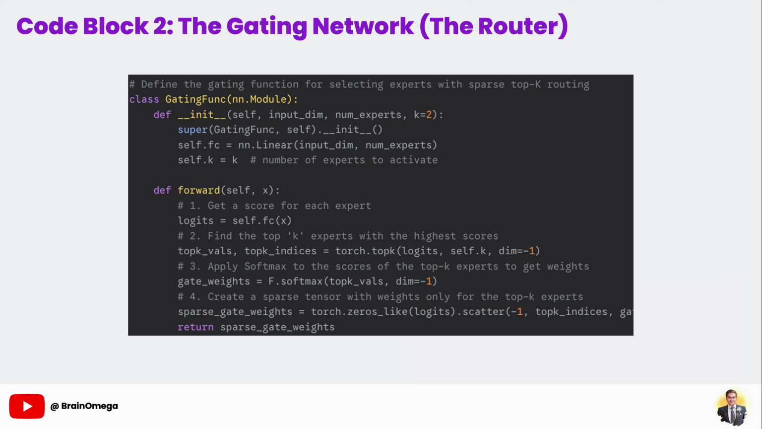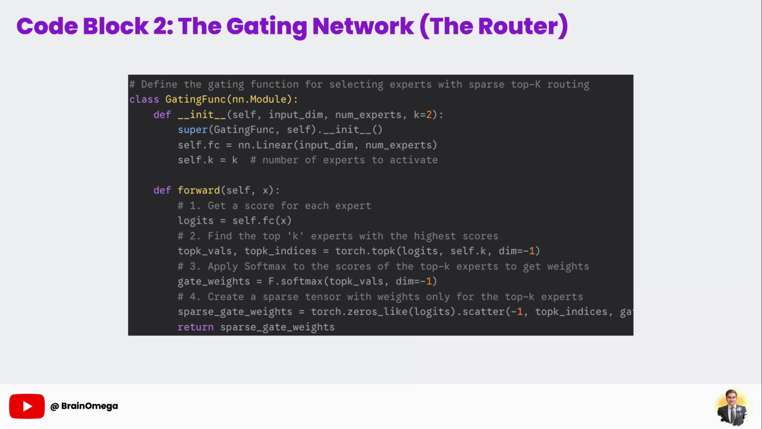Now, for the most critical part of the MoE, the gating function, or the gating network. This module's job is to choose which experts get to see the input. Here's how it works. First, it takes the input X and passes it through a single linear layer. The output of this layer gives us a score or logit for each expert we have. Second, we use torch.topk to find the indices and scores of the top k experts. In our case, k is 2. This is the top-k routing strategy. We are deciding to only use the best 2 experts for this input.